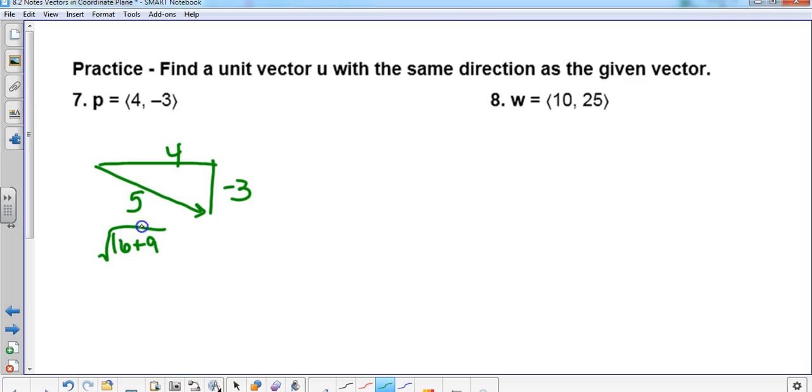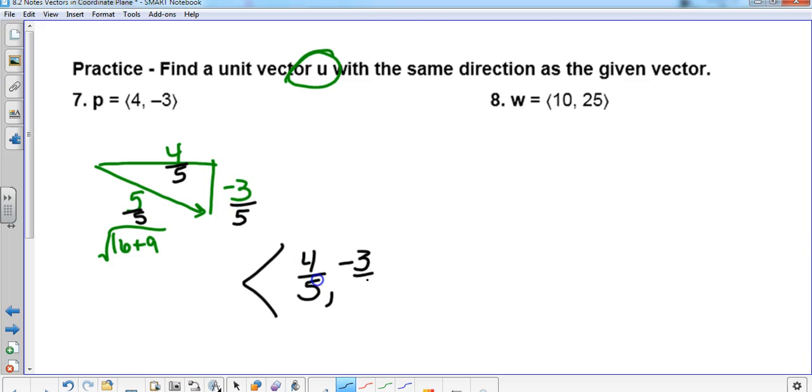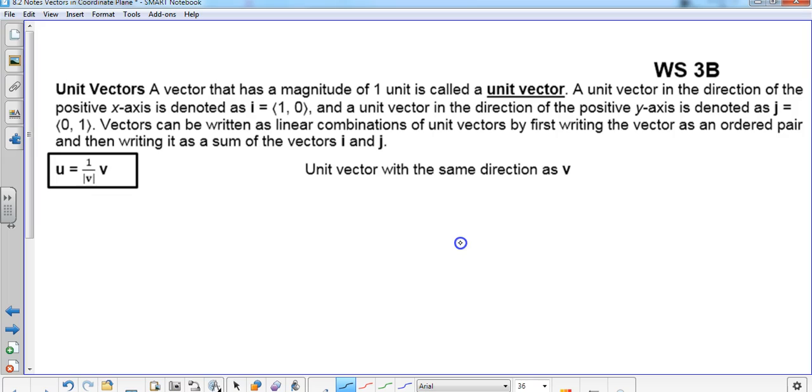Which is 5, okay. Then how do we write the unit vector? The unit vector means you have to take each of these components and divide by what? Yeah, the magnitude in this case, which is 5. So the unit vector would be over 4/5 and down 3/5. Are we okay?